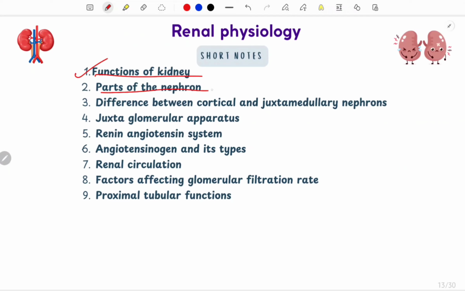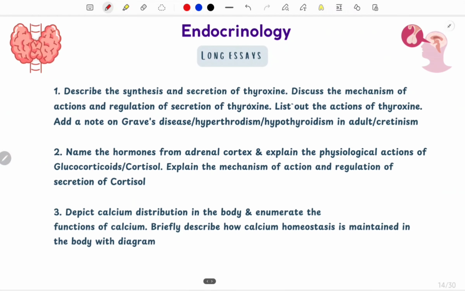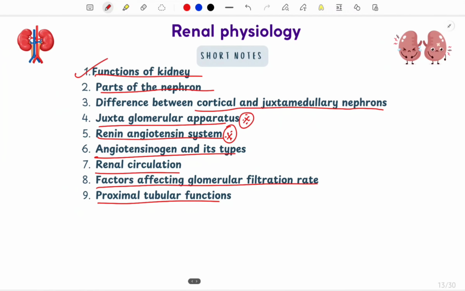Parts of the nephron, it is also covered in the 10 marks, so don't worry. Difference between cortical and juxtamedullary nephrons. Juxtaglomerular apparatus, important question. Renin angiotensin system is again an important question. Angiotensinogen and its types, renal circulation, factors affecting glomerular filtration rate, and proximal tubular functions. These are the repeated questions in renal physiology.